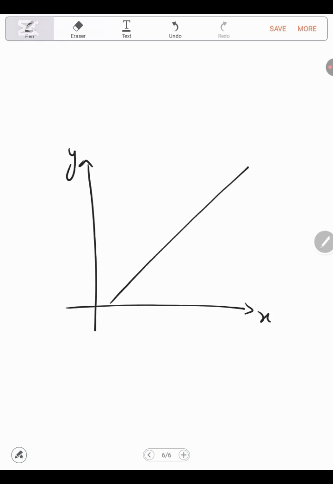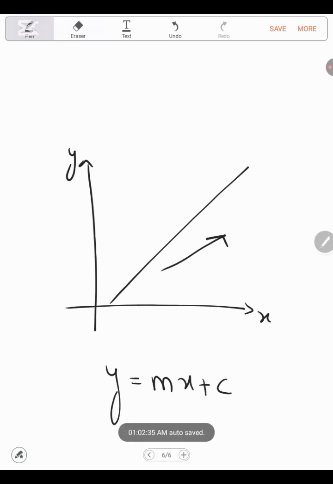And if I give you another situation in which your line is, for instance, moving upwards, as you can see that this line is moving upwards, so over here your m will be positive. So the equation of this line is going to be y equals mx plus c.